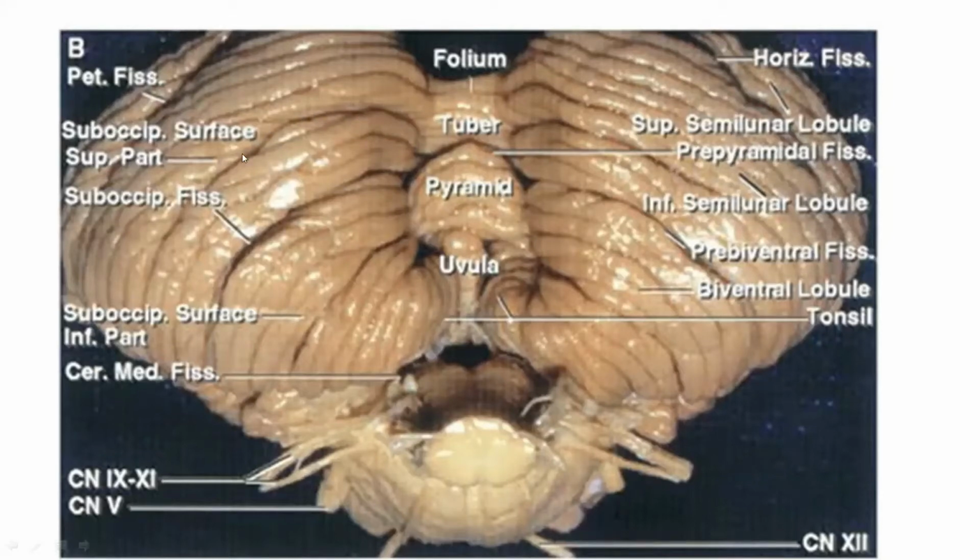Now, this is an important fissure that you can see on this surface. This is the suboccipital fissure, which is dividing the suboccipital surface into an upper and an inferior portion. And you have also a fissure which is continuing from the petrosal surface, which is called the petrosal fissure. So the structures that are important here are, in the midline, folium, followed by tuber, followed by pyramid, and then uvula, and then you have tonsils, which are considered separate structures, and we'll be dealing with them separately. The lobules on the hemispheric surface that are included in the suboccipital surface are the superior semilunar lobule, inferior semilunar lobule, and the biventral lobule.